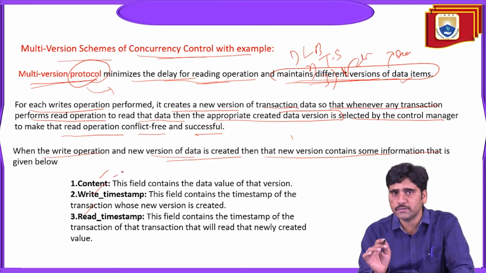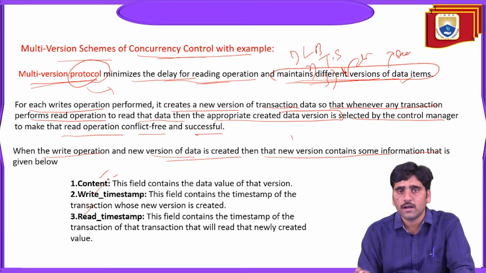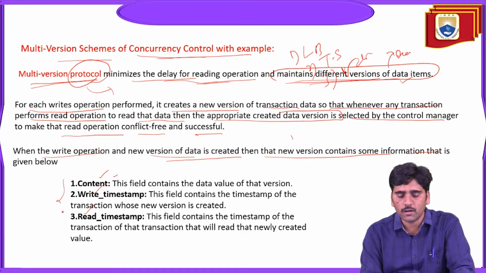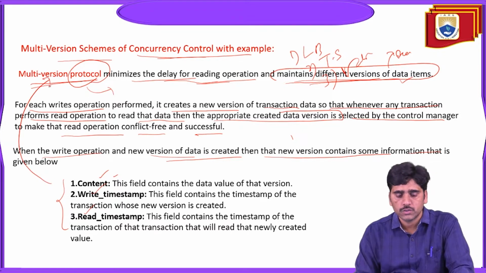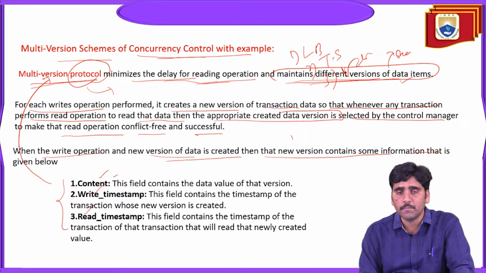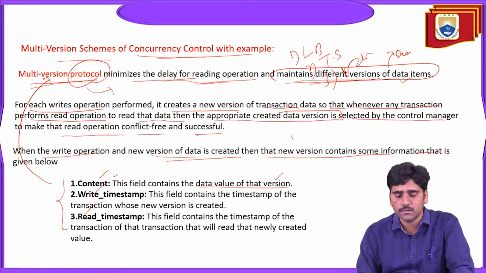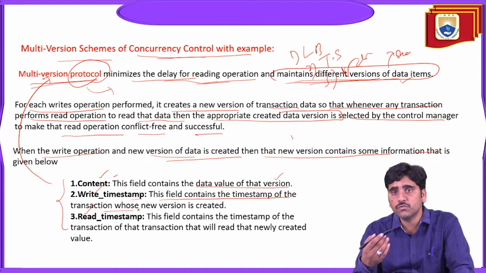The version field contains content, write timestamp, and read timestamp. These three are the information attributes of the multi-version protocol: content, write timestamp, and read timestamp. The multi-version protocol maintains these three attributes. The content field contains the data value of that version, and the write timestamp field contains the timestamp of the transaction whose new version is created.